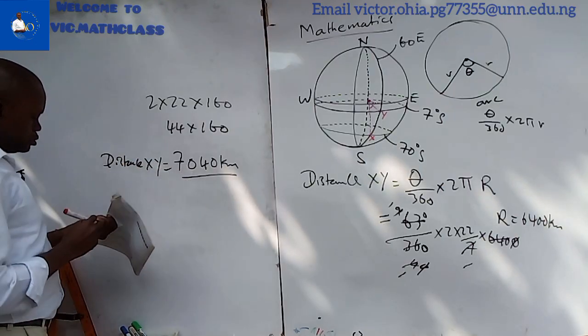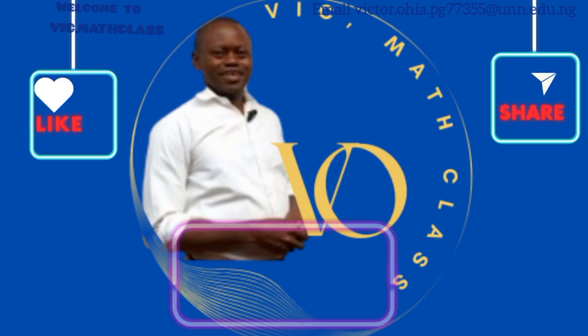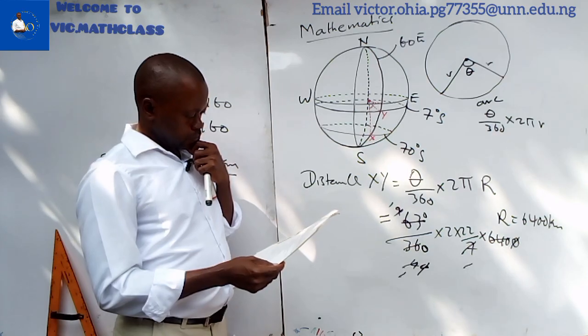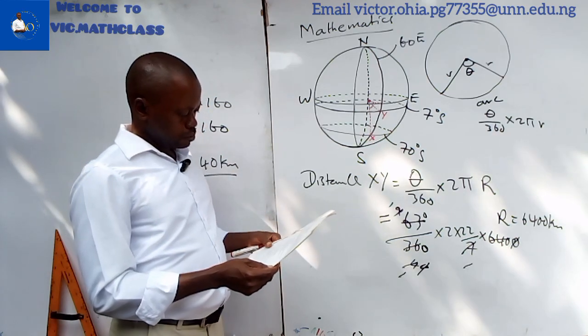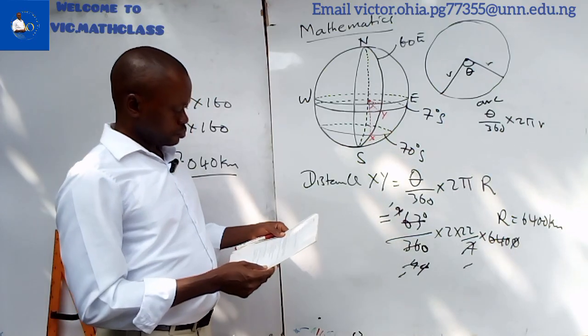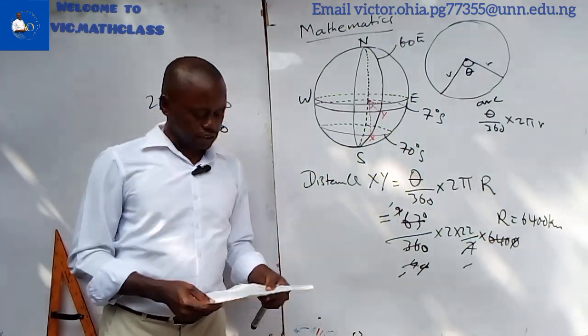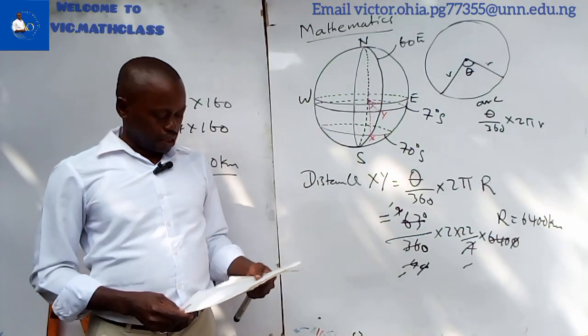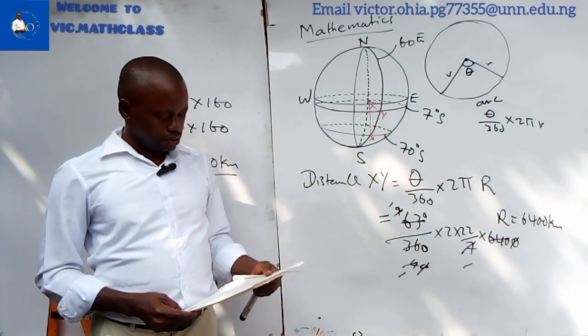And that is what they said we should calculate. They say we should calculate the distance XY along the meridian. I believe this explanation I gave is very clear, and I believe there is no trouble with it.